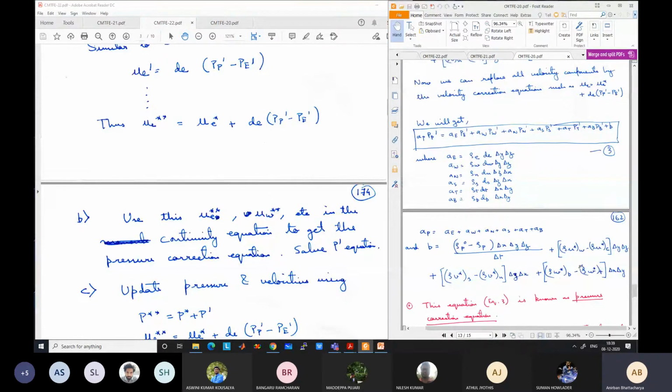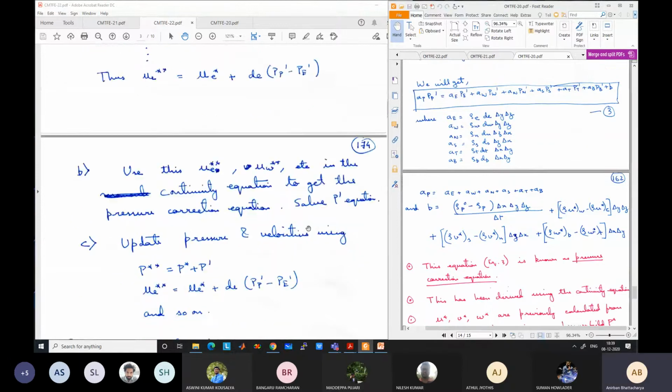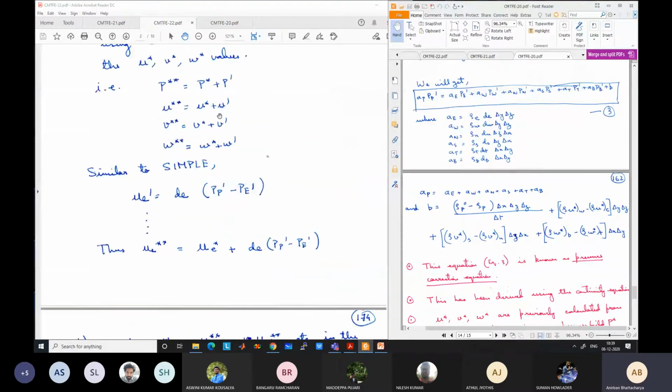U star, all the star values will be there. Remember, the star values are already known to us after the first solution of the momentum equation, but the P dash terms are unknown. So now we have to solve this P dash equation, the pressure correction equation. Once we solve it, we will know all the pressure correction values.